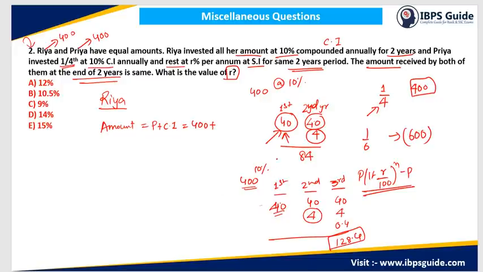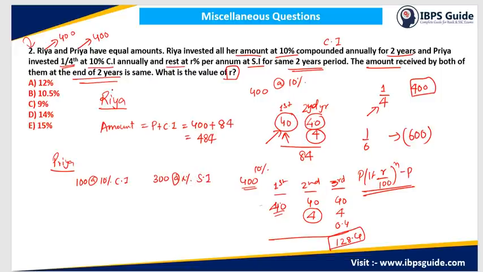So like this you have to find compound interest in your exam. This will save a lot of time. So I can say that the total amount that he will be getting is equal to 484, right? Now Priya has invested 1/4. Now 1/4 is equal to 100. 100 at 10% compound interest, and the rest, that is 300, at R% SI.